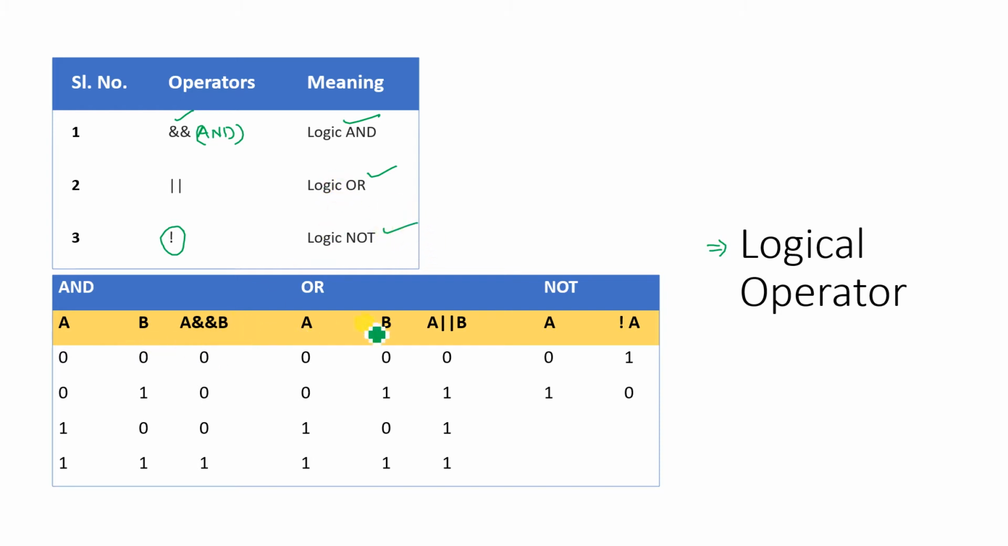The truth table of these operators is shown over here, but I don't want to explain it here. In the next slide, I will show you how this truth table has been generated. So just remember that there are three logical operators provided by your C programming language: logical AND, logical OR, and logical NOT. Let us first discuss the logical AND operator.